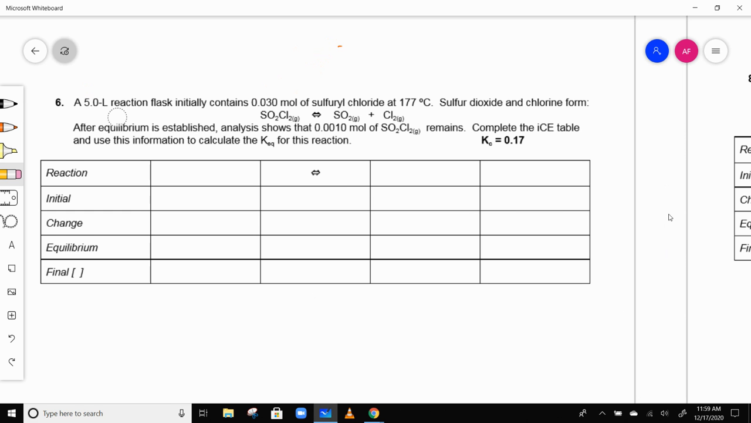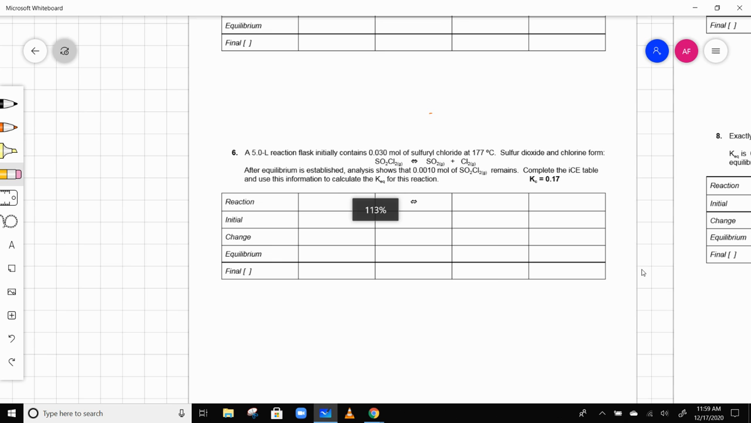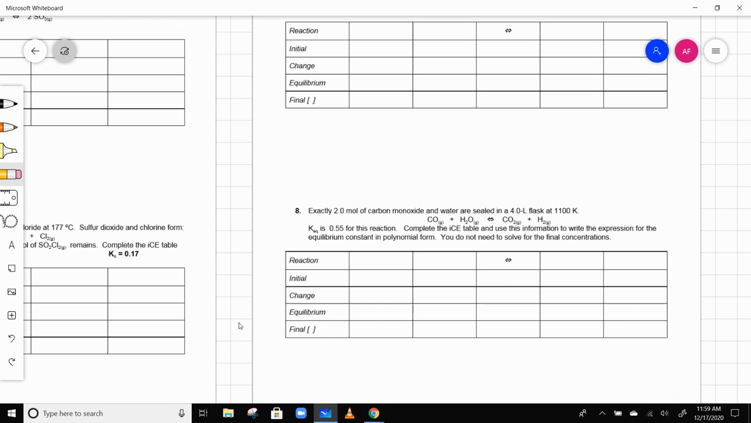Let's see what else. My computer's running slow. Hope it doesn't kick me off again.